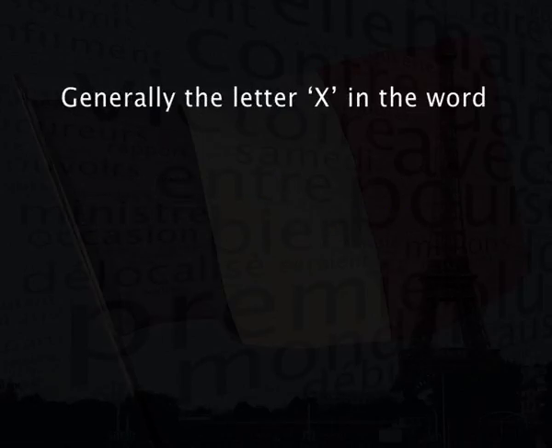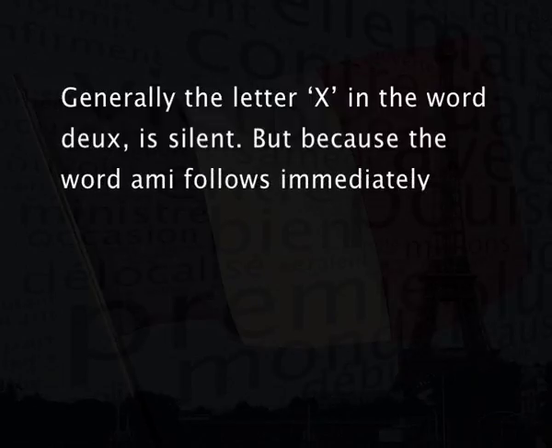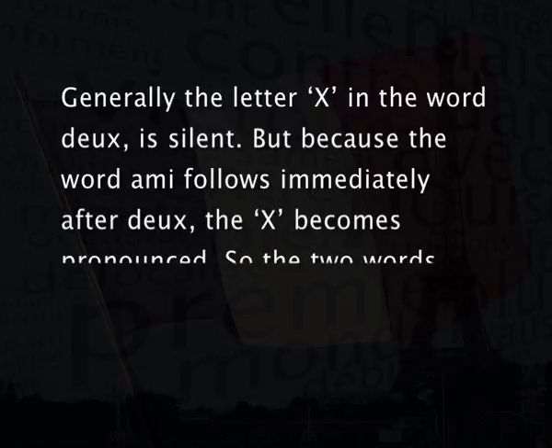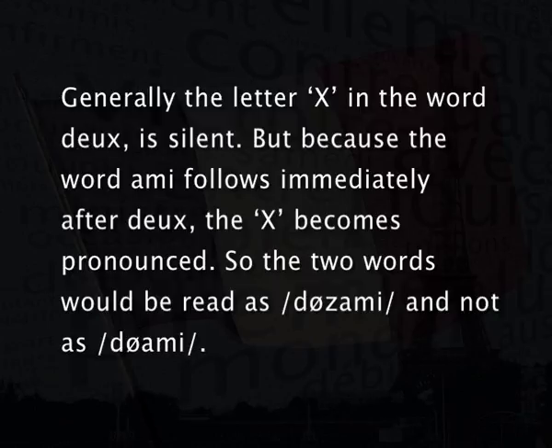Generally, the letter X in the word deux is silent. But because the word ami follows immediately after, the X becomes pronounced. So the two words would be read as deux-z-amis and not as deux amis.